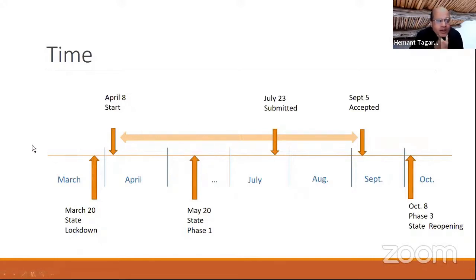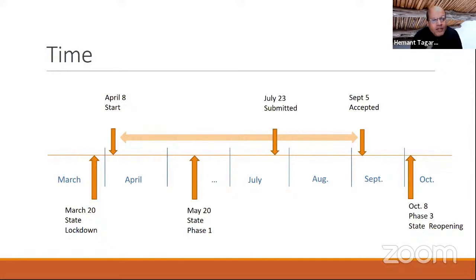Before March 20th, we were working on other proteins. We were also working on other problems like Parkinson's. On April 8th, we pretty much dropped everything else in the electron microscopy field and started working on this spike protein. By July 23rd, we had some results. We submitted our paper, and just last month, our paper got accepted. So this entire span of research was completely done offline without anybody physically meeting anyone.